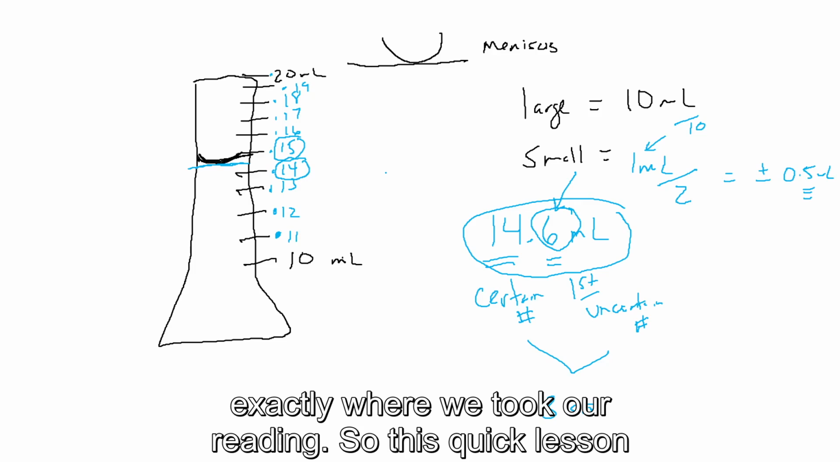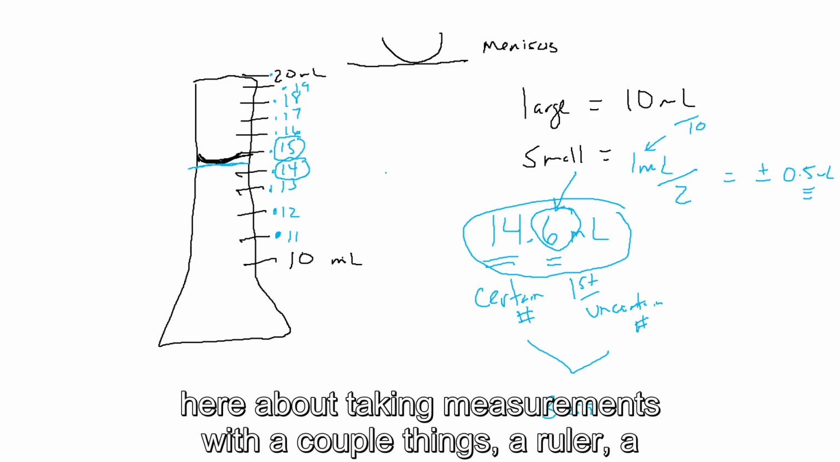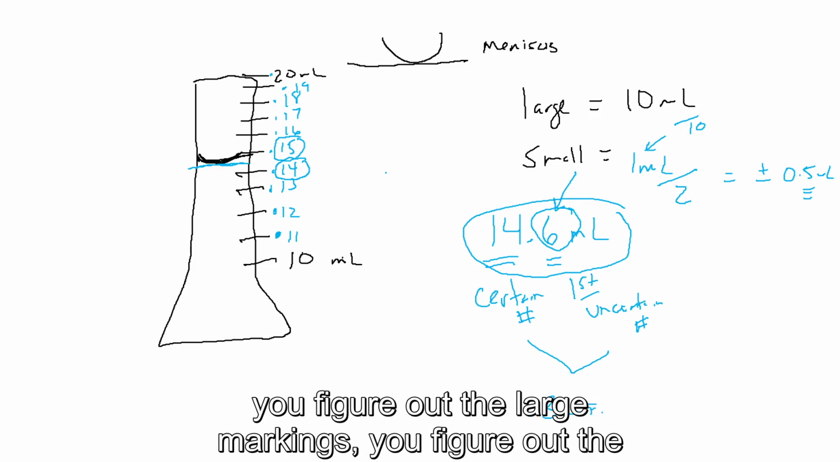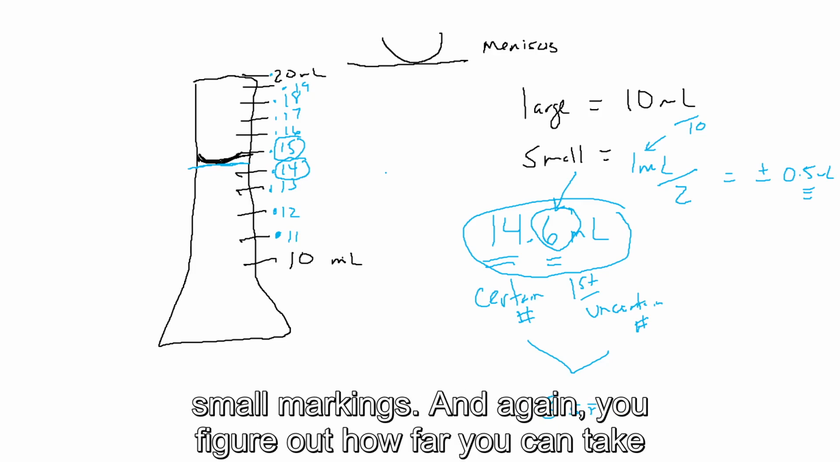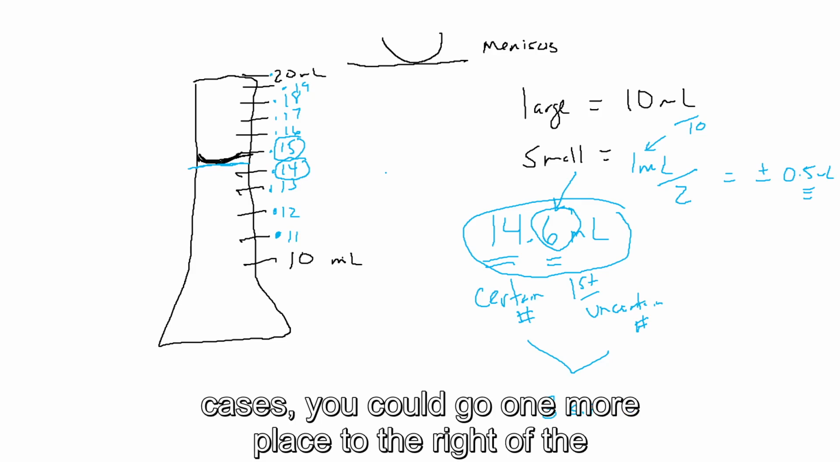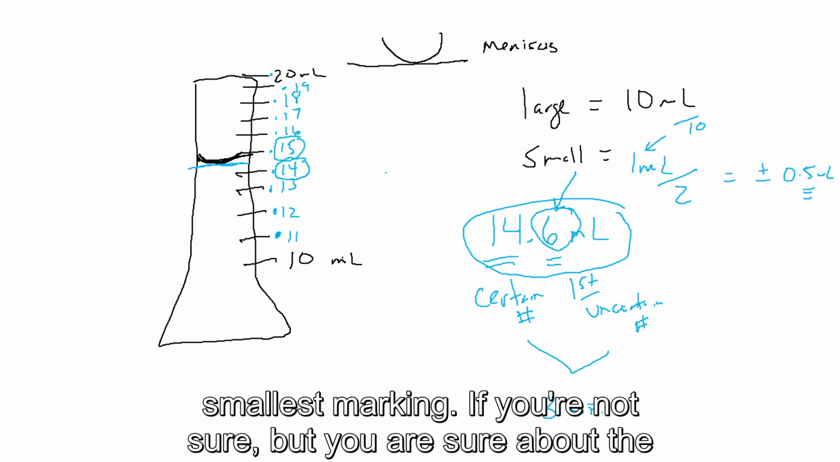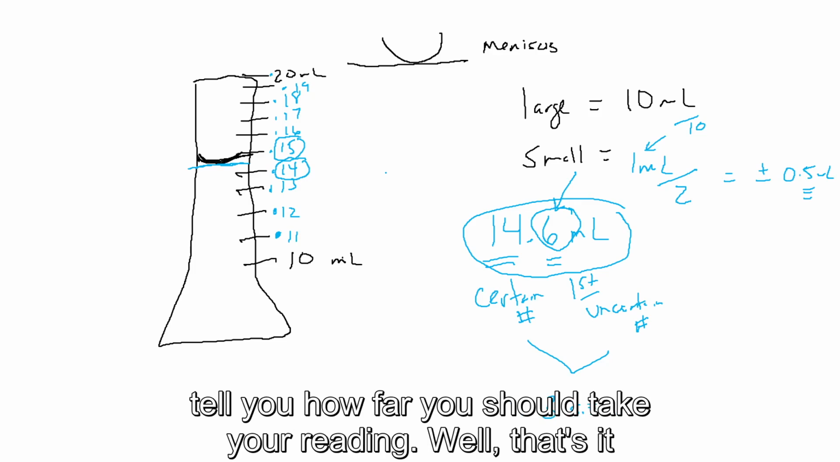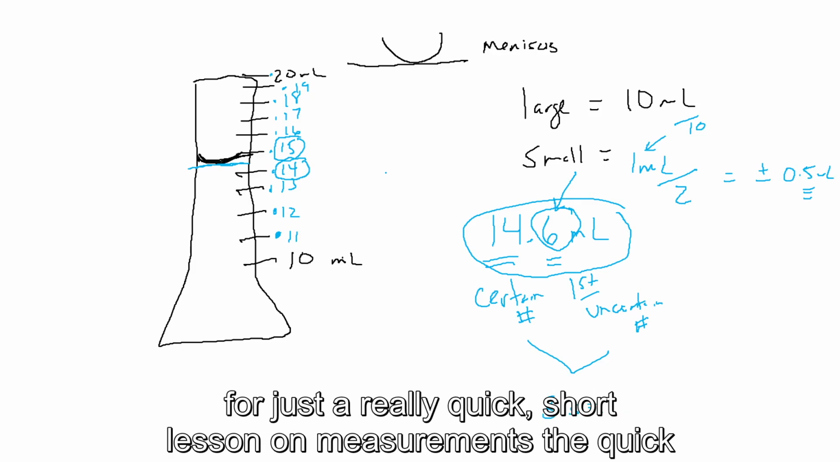So this quick lesson here about taking measurements with a couple things, a ruler, a graduated cylinder, doesn't really matter. What matters is you figure out the large markings, you figure out the small markings, and again, you figure out how far you can take that reading to. Once again, not in all cases, but in most cases, you could go one more place to the right of the smallest marking. If you're not sure, but you are sure about the smallest markings, just divide that by 2, and that'll tell you how far you should take your reading. Well, that's it for this really quick, short lesson on measurements the quick way.